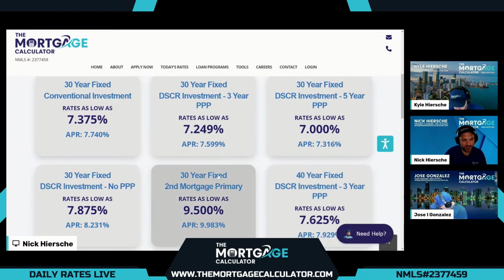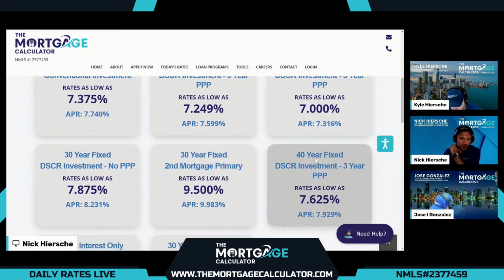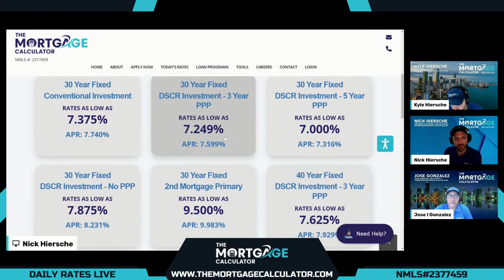And for some reason, the fixed rate second didn't come up today again. Probably the rates are a little bit slow to issue this morning, but we do have another DSCR we can talk about since it's on the screen. Our 40-year DSCR option with a 3-year prepay. For our investors looking to maximize their cash flow, we do have 40-year amortization options. Obviously, it's a little bit more expensive here. Rates as low as 7.625, final APR 7.929. So when we compare that to the other 3-year option for the 30-year, notice this is a little bit different there, but a great option for our investors.